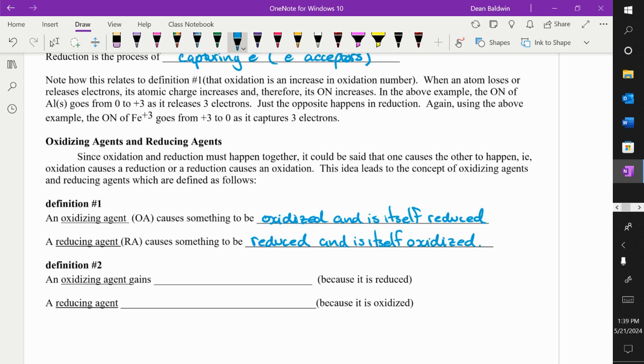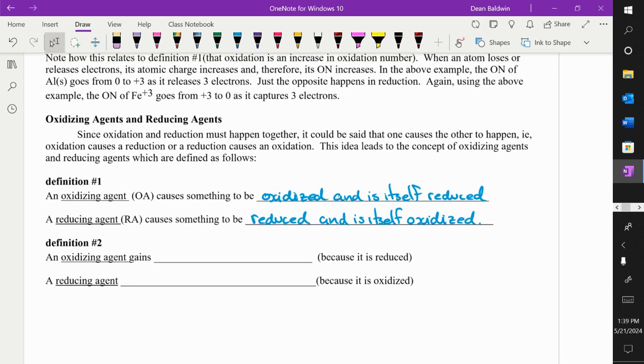Or you can say oxidizing agents gain electrons, and a reducing agent loses electrons.